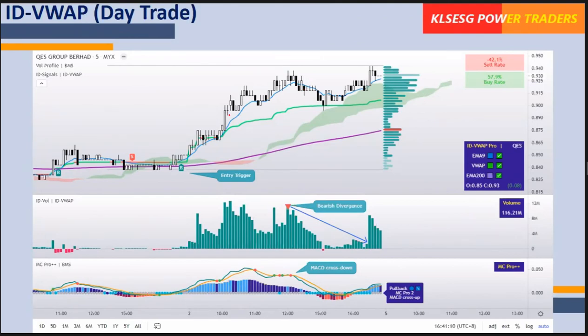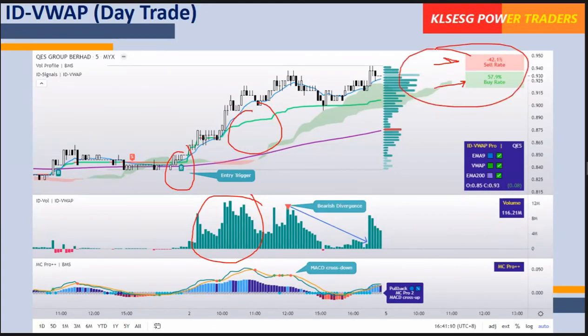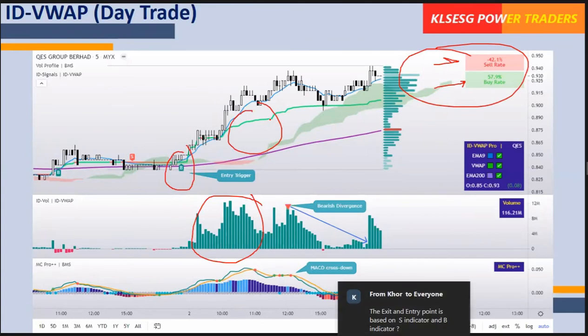Okay, don't simply jump into day trading if you don't have a complete system. All right, for day trading, we need to look at volume, we look at the buy signal, look at the VWAP, and look at the buy and sell rate. We need all this information to help us in day trading. And also the M plus trading system. How to set up the M plus trading system?